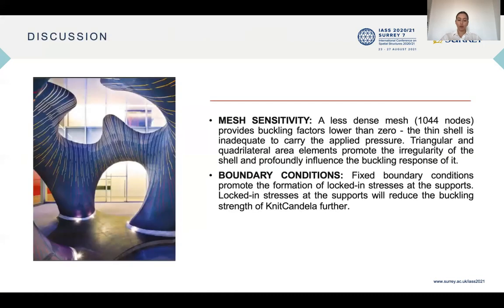It is imperative to note that the buckling behavior of KnitCandela, consisting of a less dense mesh of 1,044 nodes, was also executed. The buckling factors were found to be less than 0, indicating that the thin shell is inadequate to carry the applied pressure.